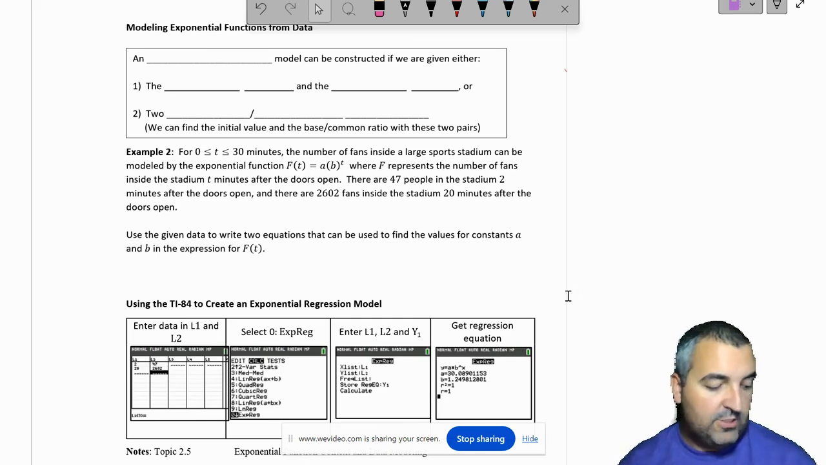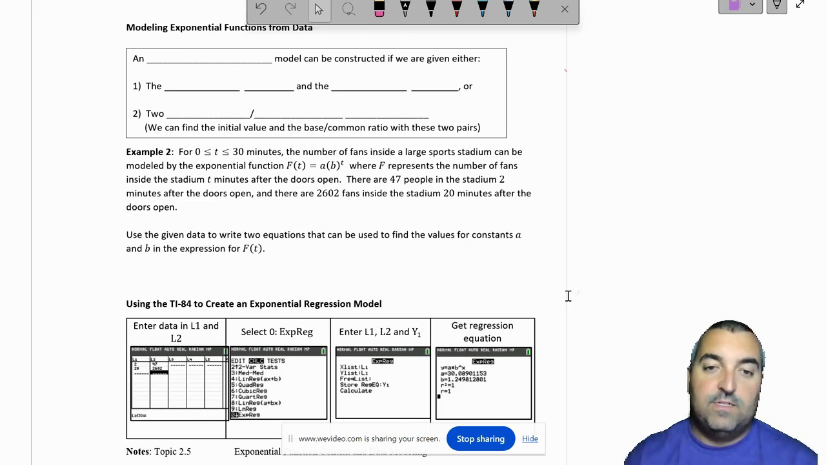We are going to continue talking 2.5 exponential function context and data modeling. And today we're going to talk about how to do a regression model using the calculator.